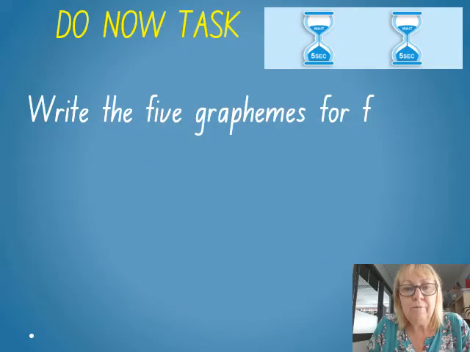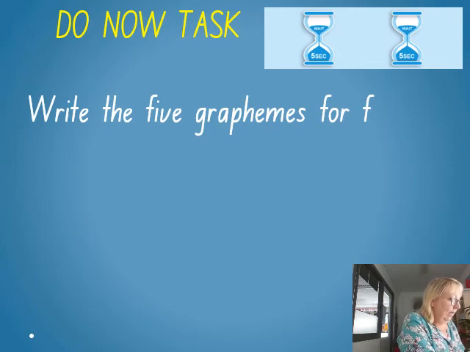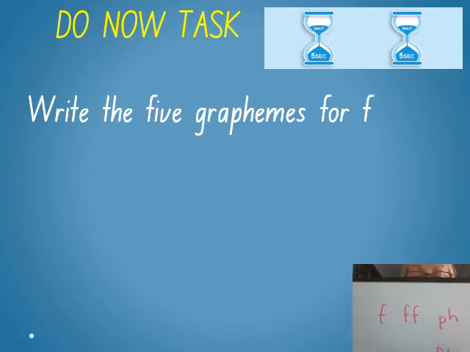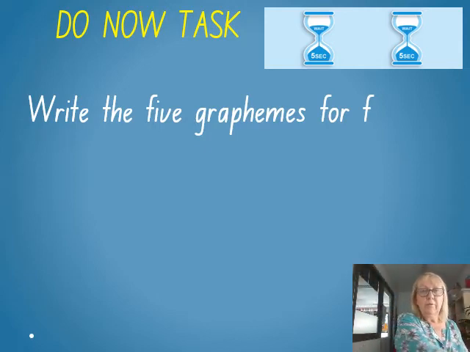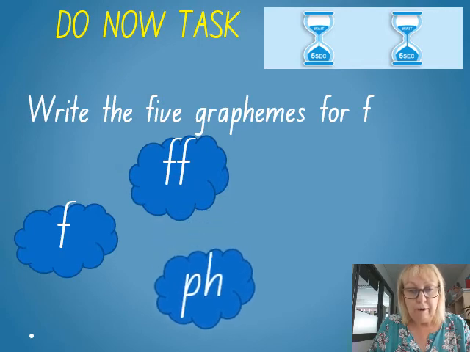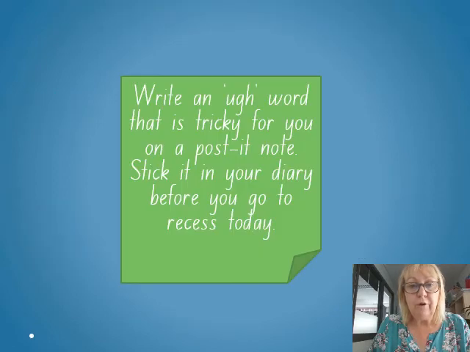How did you go? All right, can we now write the 5 graphemes for F? Mrs. A is going to have a go on her board. Whoops, how am I going to see? Can you see that? Let's have a look. So here's the original 3, or the more common graphemes for F, and here are our 2 extension graphemes. How did you go? Good job, everybody.